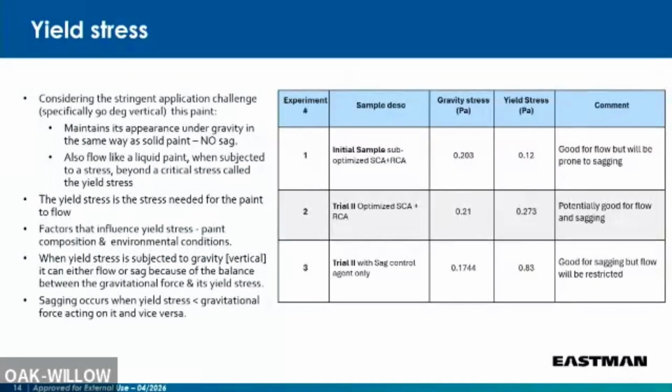The 3 samples that I showed you here, we measured them. So we measured the gravity stress of those 3 samples. We measured the yield stress. So the gravity stress is the stress that is required for it just to flow down by gravity, right? This is the minimum force required to make it flow, minimum stress.